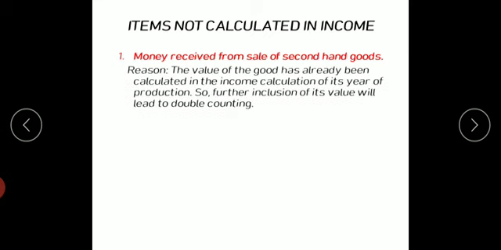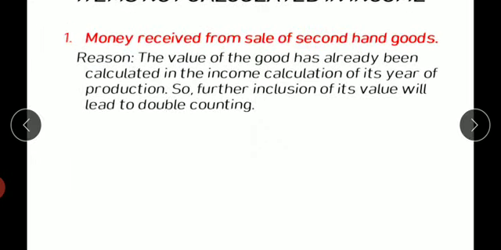The answer is no. As I told you, we are discussing the items which are not included. So obviously money received from sale of second hand goods will not be included. And what is the reason? The reason is that the value of the good has already been calculated in the income calculation of its year of production. Suppose you purchased a bike in the year 2015. So the value of the bike has already been included in the calculation of national income of 2015, isn't it?